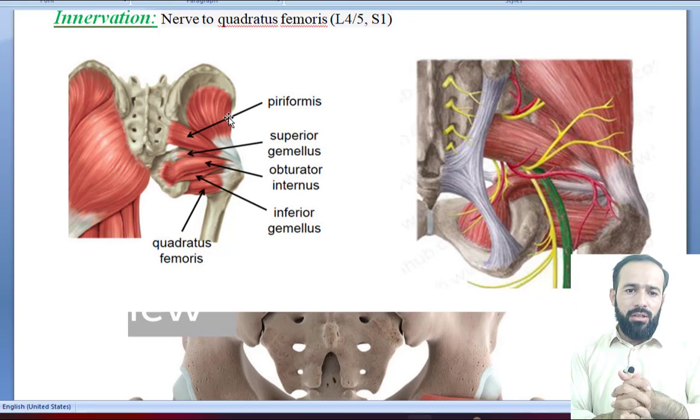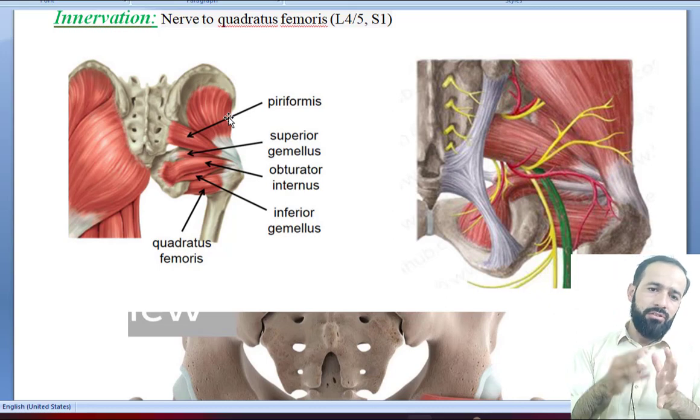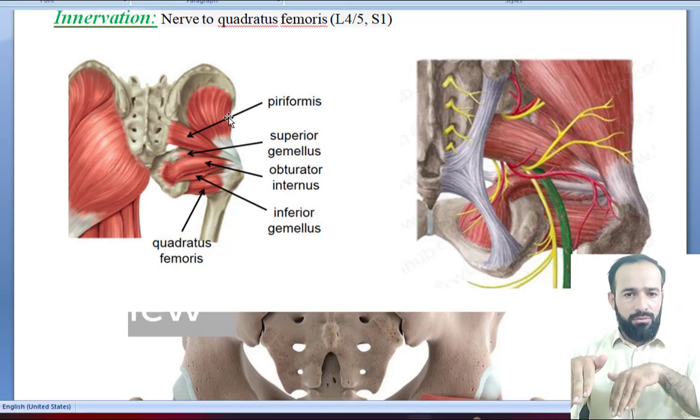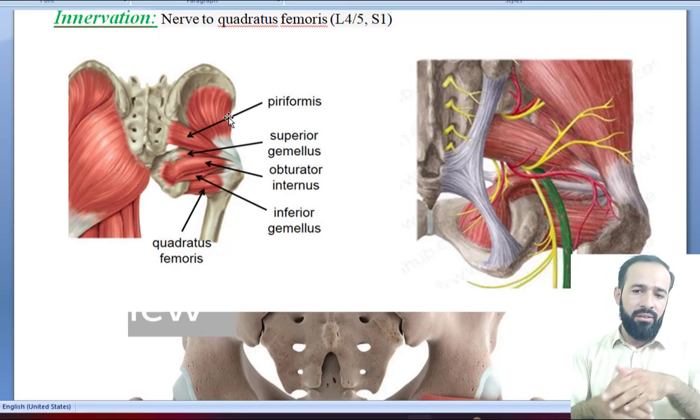In the next lecture, inshallah, we will start discussion about the muscles of the thigh region. That will be discussed in three groups: the anterior muscles, the posterior muscles and the medial compartment muscles. All of them we will discuss there, everything.